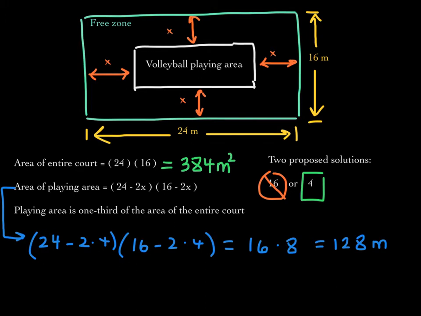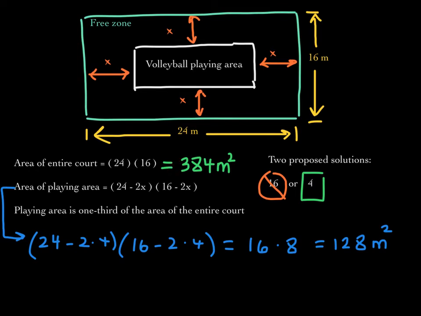Okay, actually, I made a mistake with my units here. Area is always squared unit, so down here this is 128 squared meters. This is the area of the entire court. This is the area of the entire playing area. And according to the wording of the problem, the area of the playing area is supposed to be 1/3 of the area of the entire court. So let's see if that actually checks out.